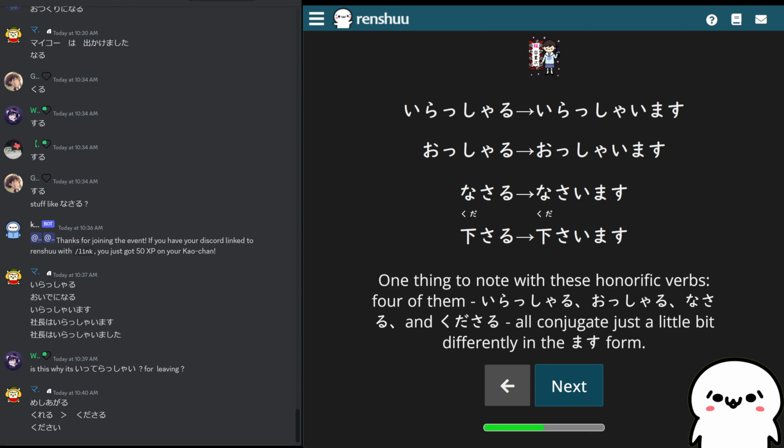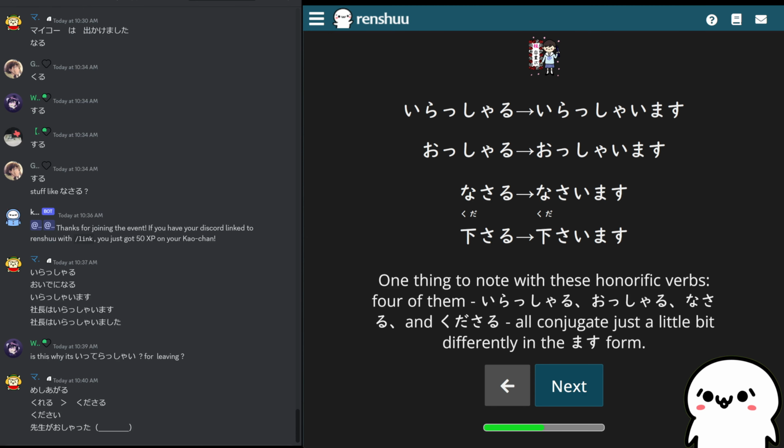So I was talking to someone yesterday, talking to a doctor, and I said something like this. And I had some more after this, but I'm not going to, it's a bit more difficult. But I said, sensei ga osshatta. So what the doctor said. The doctor is above me, and so I use this form to describe that.